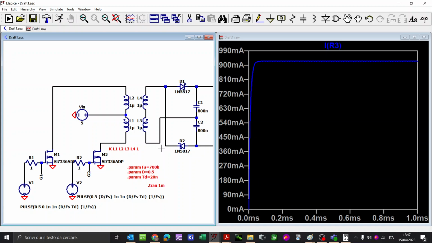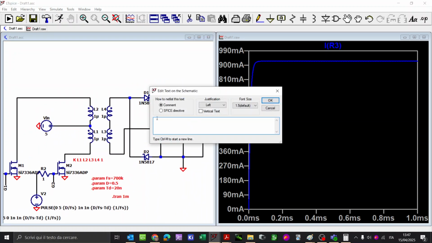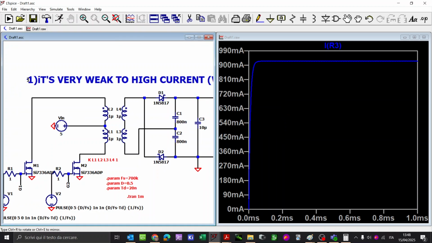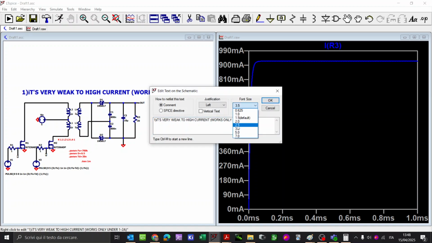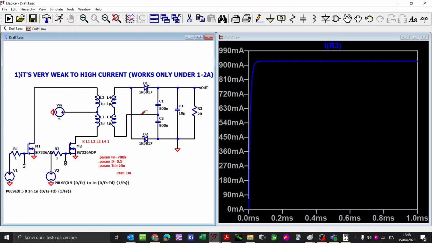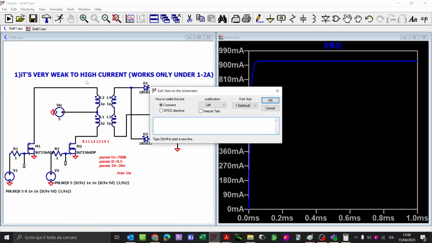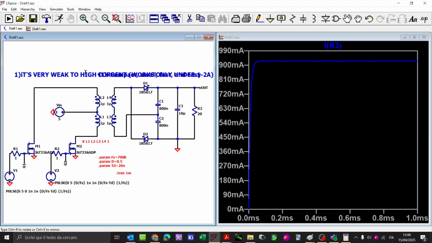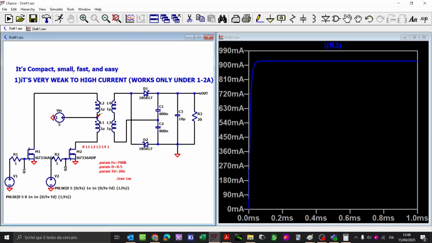As you can see, we designed a very simple and fast circuit, but we noticed two things. First, it's very weak to high currents. Works only under 1 or 2 amps. But it's compact, small, fast, and easy. And the transformer doesn't saturate. So, this is good.